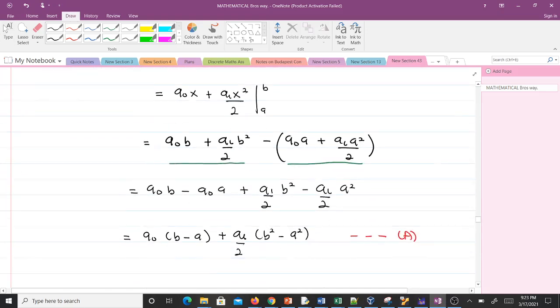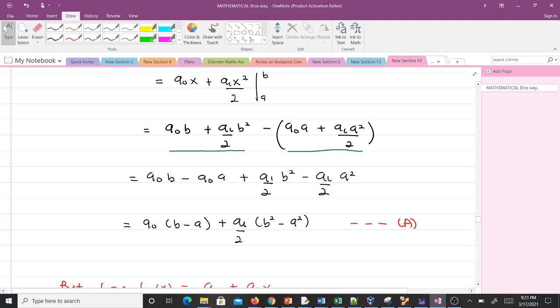So when we try expanding, then we have a0 b, right? So here minus a0 a plus this plus a1 over 2 b squared minus a1 over 2 a squared. Then you can see that here we have a0, so we can bring that one out. Then here we have a1 over 2, a1 over 2, so we can bring that one out, and that will give us this. I hope we get it. So we call this equation A.